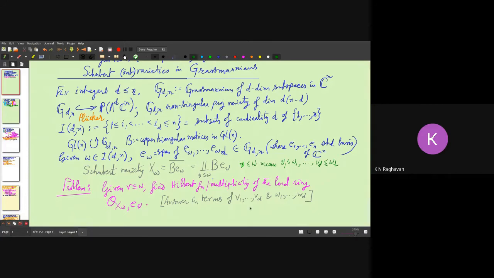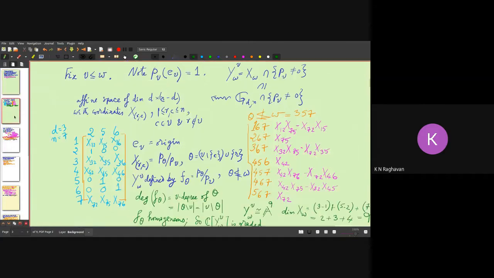Okay, so this is how we go about answering this. There are many different approaches to this problem. The approach that I'm going to describe today is using standard monomial theory. And so here is what we had done last time. So let me recall this.